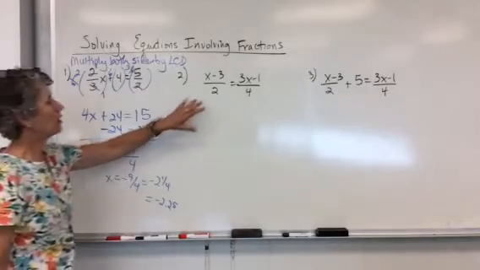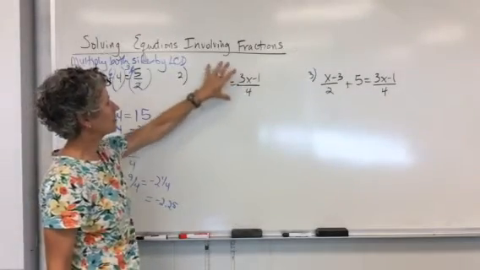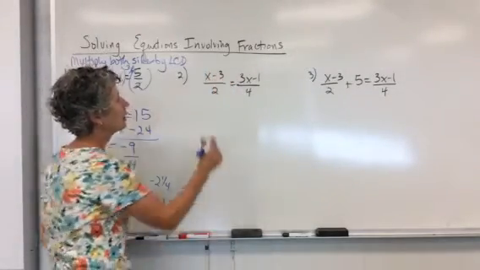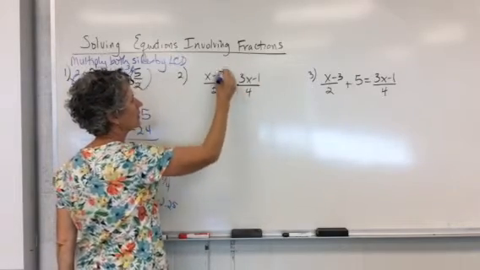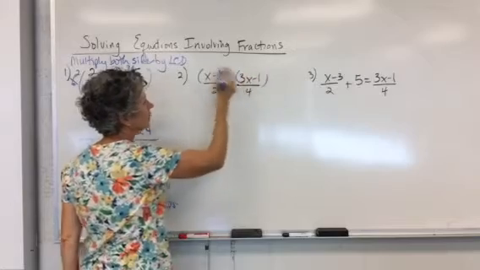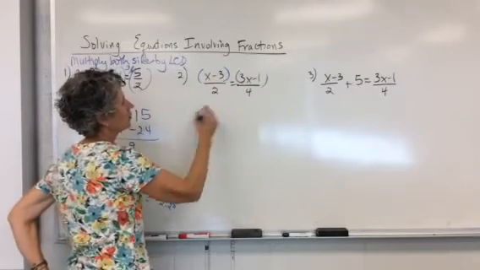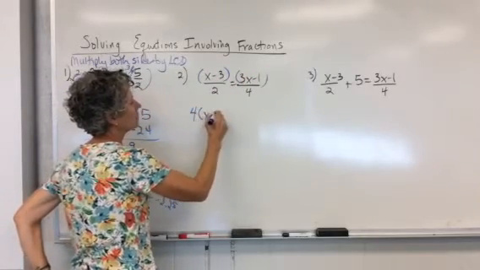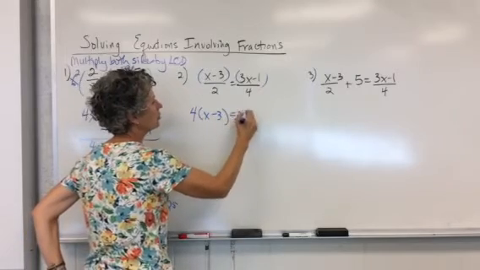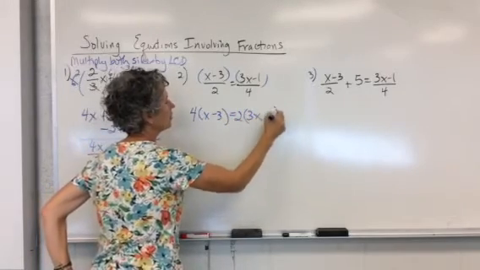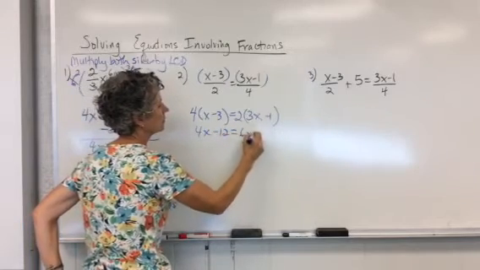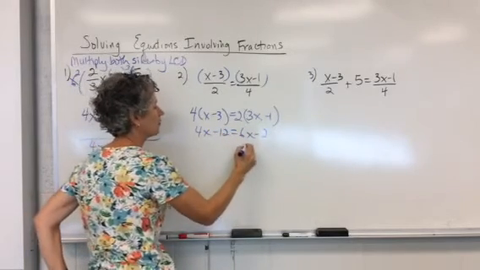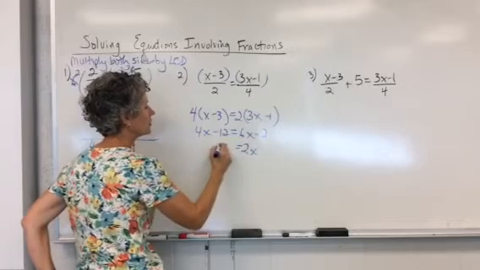Once we get into ones with binomials in them like this, a fraction equal to a fraction, because this is just a fraction equal to a fraction, you can cross multiply. I always put parentheses around my binomial. So you'd have 4 times x minus 3 equals 2 times 3x minus 1. And you can just distribute that. I'll subtract the 4x each side and add the 2.